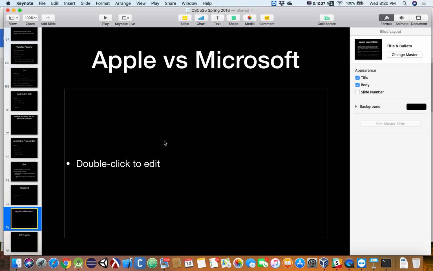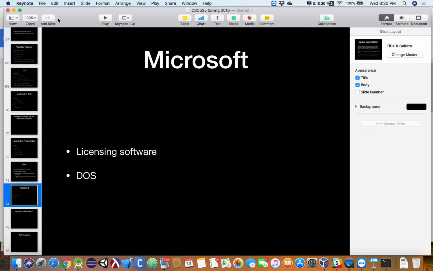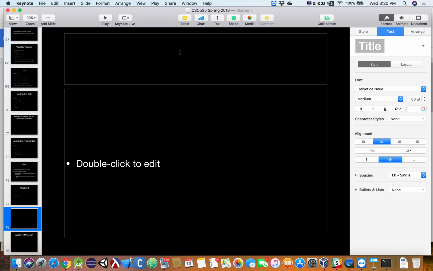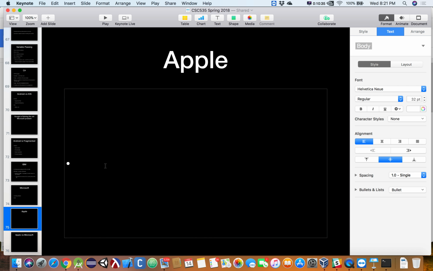Now, we throw Apple in here. So Apple, we've all heard of the company Apple. When they first were making computers, they had a line of computers called the Apple. Well, they had the Apple I, the Apple II. So Apple computers ran DOS. So that means they had a partnership with Microsoft as well.